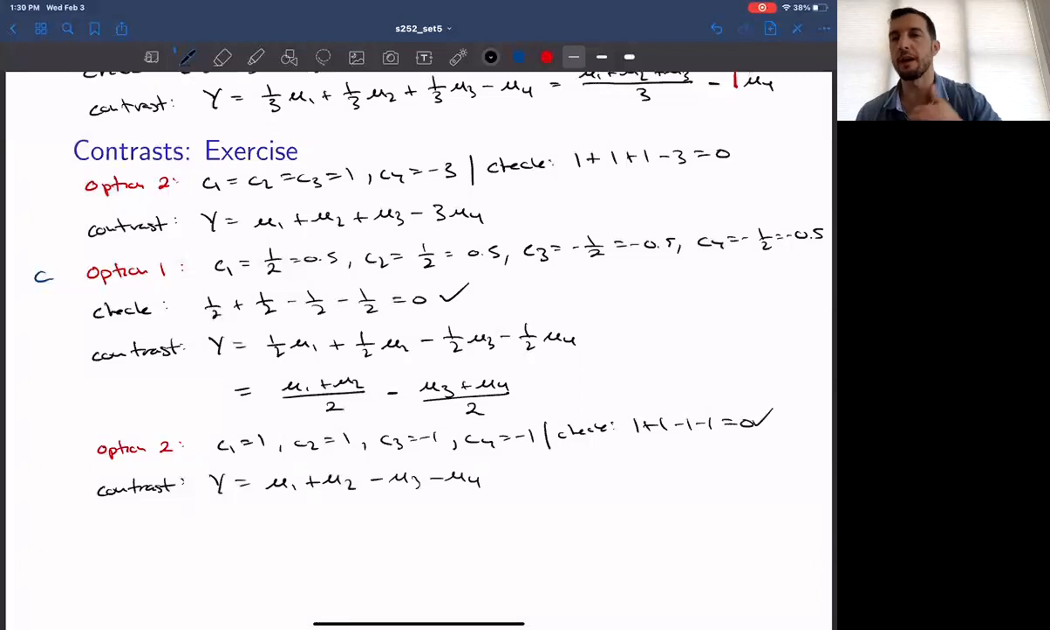So the question says compare the average of mu1 and mu2 to the average of mu3 and mu4. Well, the average, by definition, is the sum of the means divided by the number of means. So the first option for each part, A, B, and C, is the literal representation of the problem. But the second option for each part will get you the exact same answer. It's just not the literal representation of what the question is stating. But it's a workaround for students that don't like working with fractions, essentially.